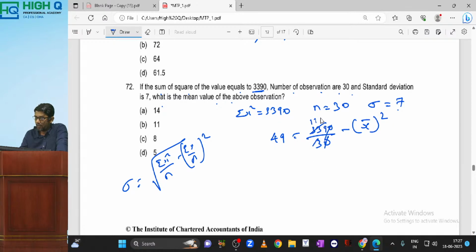Cut 113. So x bar square is equal to 113 minus 49. Guys, can you tell me what it is? 64 we are getting. So x bar equal to 8.